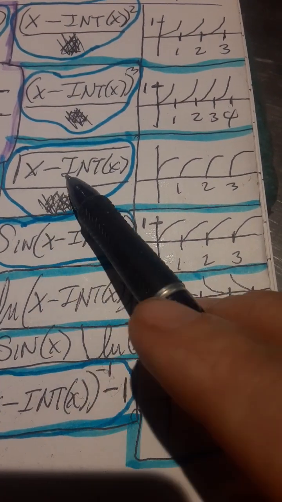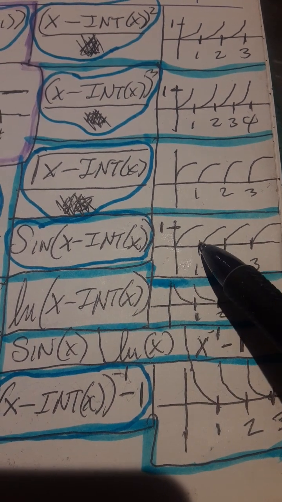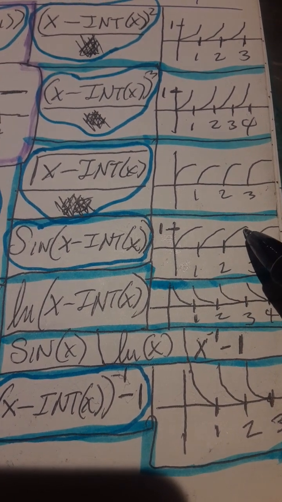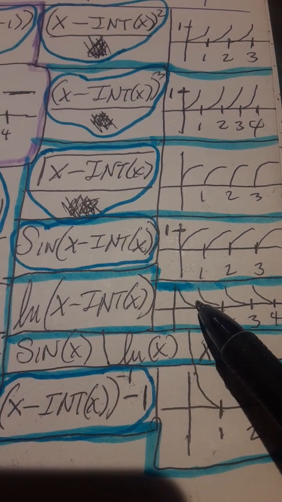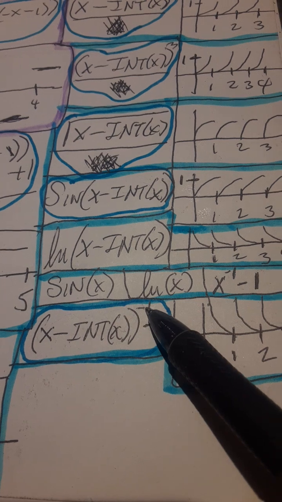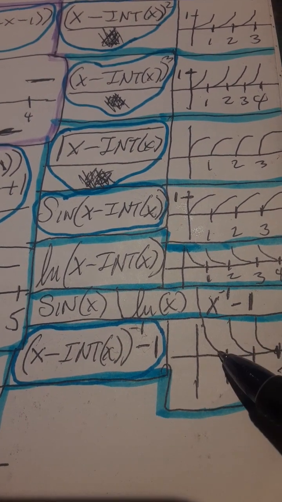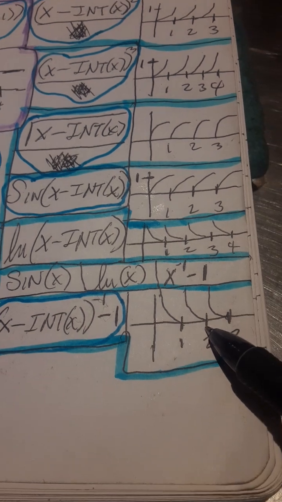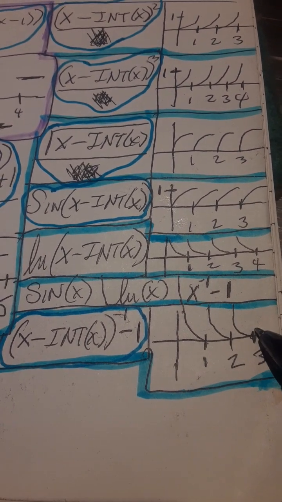Here's the sine of that argument right here, sine of x minus int x. You'll get sine functions, infinite signal right there. Natural log, you get natural log functions right here. And finally, 1 over x, 1 over this, minus 1, just to shift it down a little bit so it touches the x-axis. You'll have 1 over x infinite signals here.